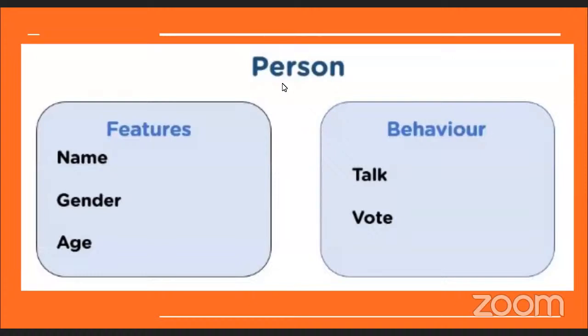Whereas features means the properties. He will have a name, gender, age, and some category. He will be tall, short, fat, lean, all the physical things that we call properties of a person, right? But behavior is what we call methods. He can talk, he can vote, he can run, all these things are behavior. So when I say person as a class, he will have two things: properties and methods. Properties we call a feature and methods we call a behavior. So this is how a class will be created.